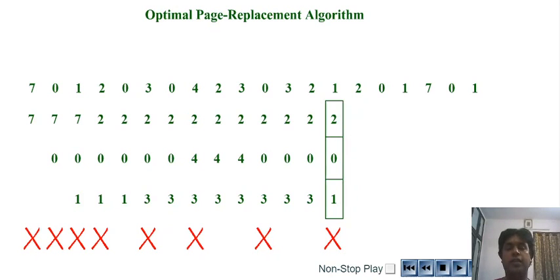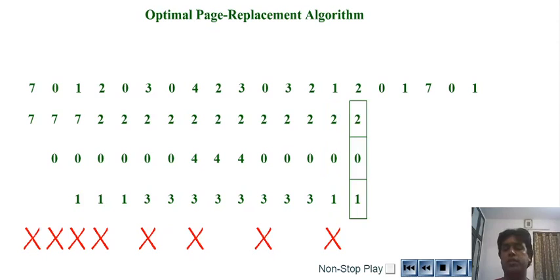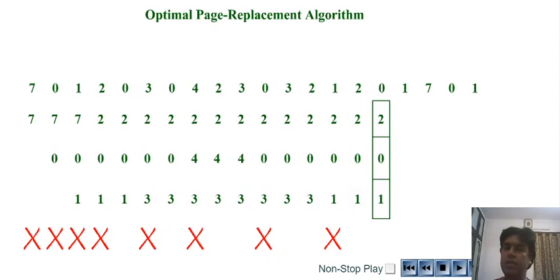After this, there is a requirement of 2. 2, you can already find, is located in a frame. So it's again an example of a page hit. Next, there is a requirement of 0. 0 is already there in one of the frames in the memory. So it is again an example of a page hit. After this, there is a requirement of 1. 1 is already there in my memory in one of the frames. So again it is a page hit.